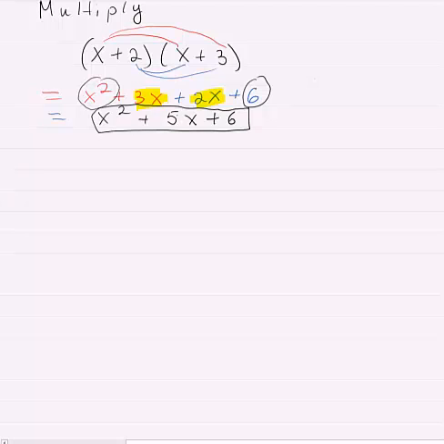So my question is, how do we go backwards? How do we start with this original polynomial, which is x squared plus 5x plus 6, and end up with those factors, x plus 2 times x plus 3? For this section and for the next section, that's what we're going to be doing. And the question is, how do we start with this polynomial and go back?